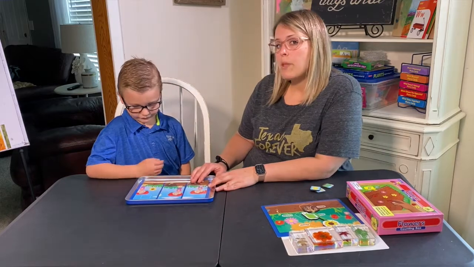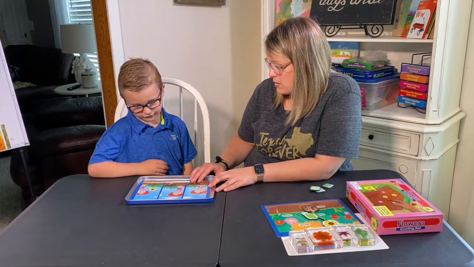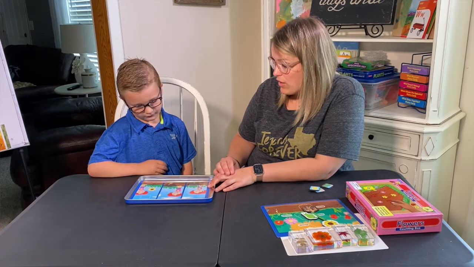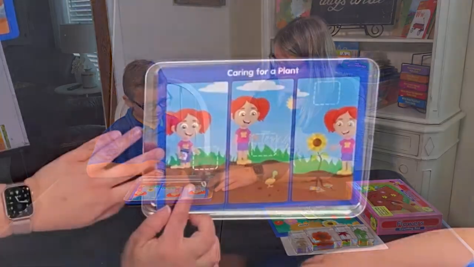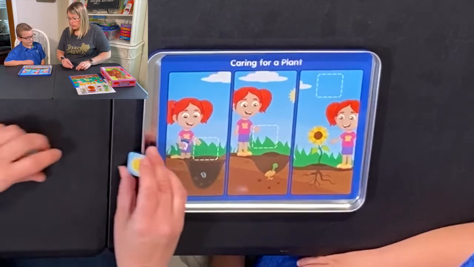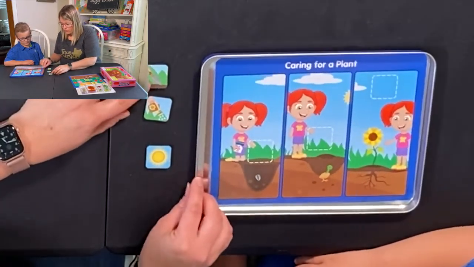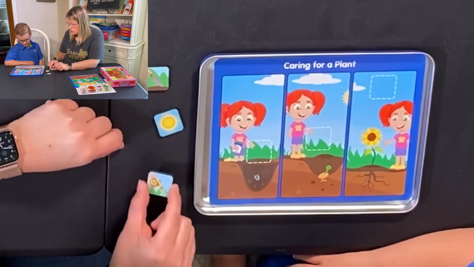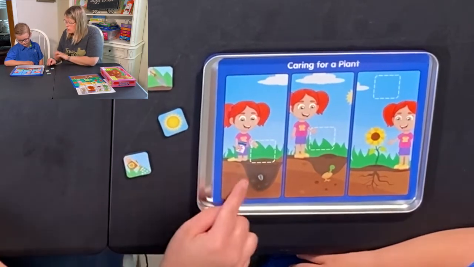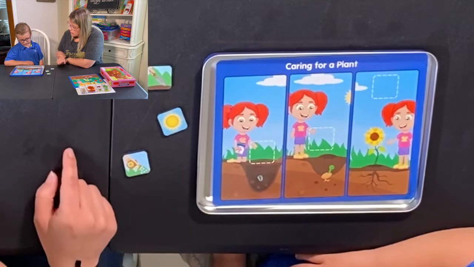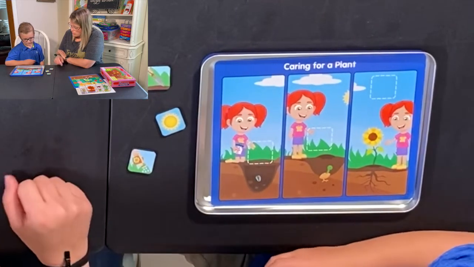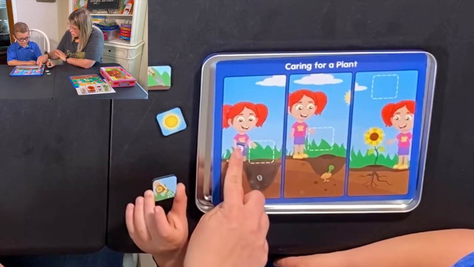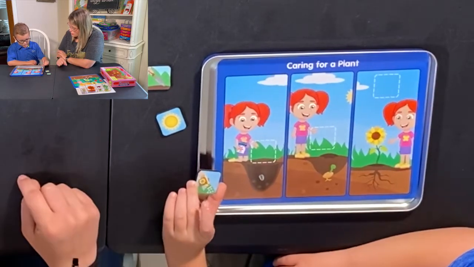If we were planting something, Jameson, there are 3 basic needs that a plant has. We need to figure out what a plant needs. So let's look at these pictures, and then you're going to look at these little tiles. We have soil, someone digging in the soil. We have sunshine, and we have water. What is the little girl doing right here? Which one of these would go there? She has a bag of seeds, and she's putting it in.